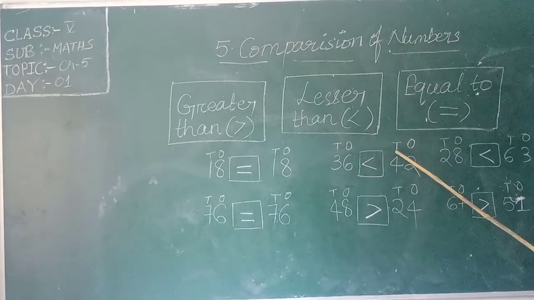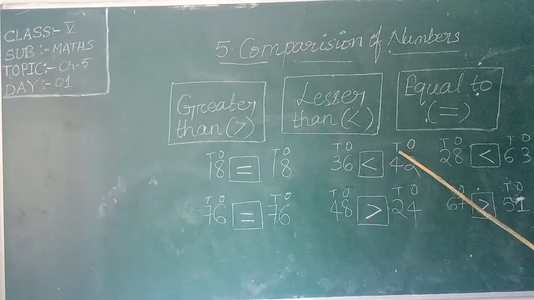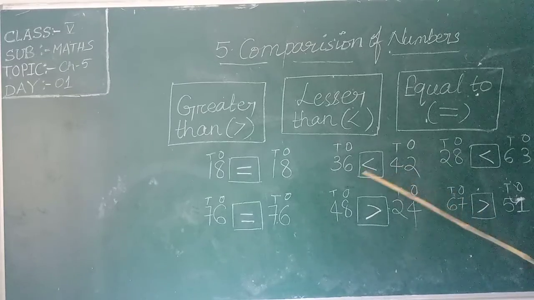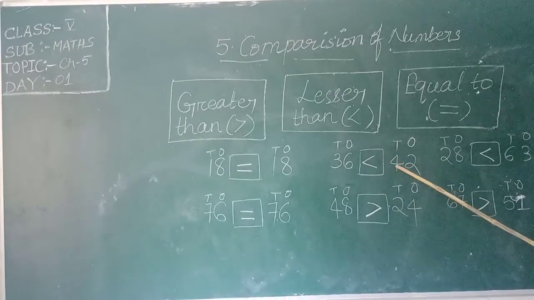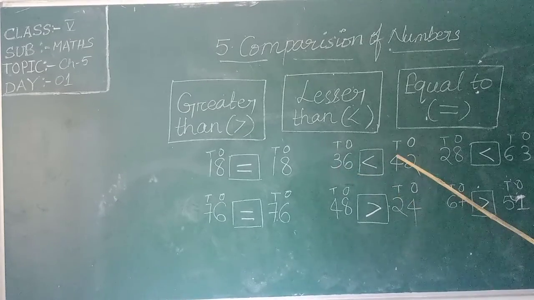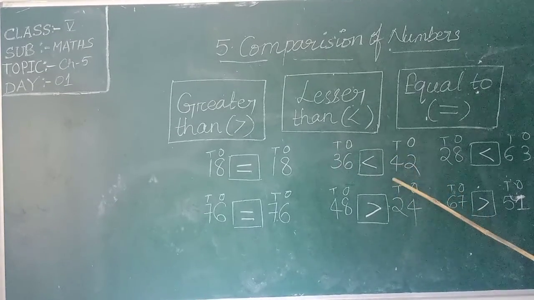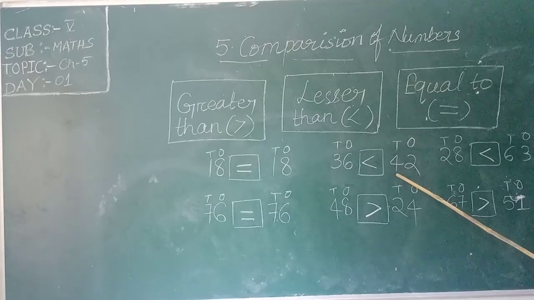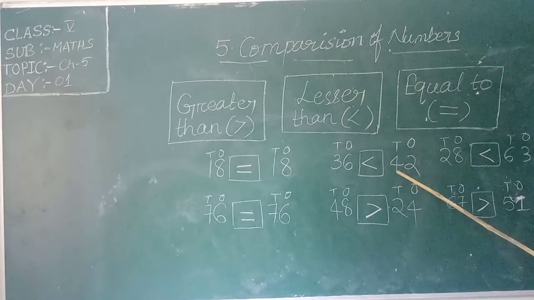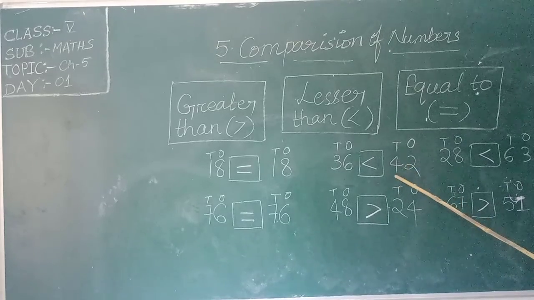Here see what are the place values. Ones is there and tens is there. In these two numbers, 36 and 42, see the tens place digit. In the first number, what is the tens place digit? 3 is the tens place digit. And in the second number, what is in the tens place? 4 is there. So compare between 3 and 4. We know that 3 is less than 4. In this process also we can solve.